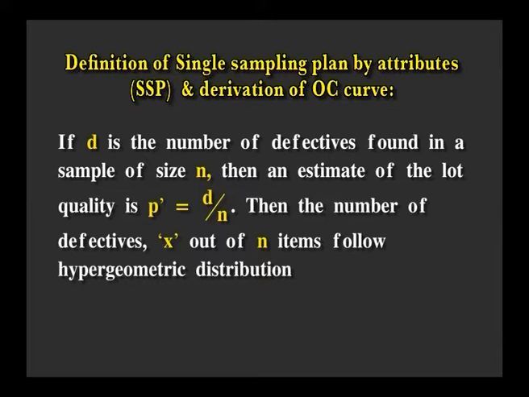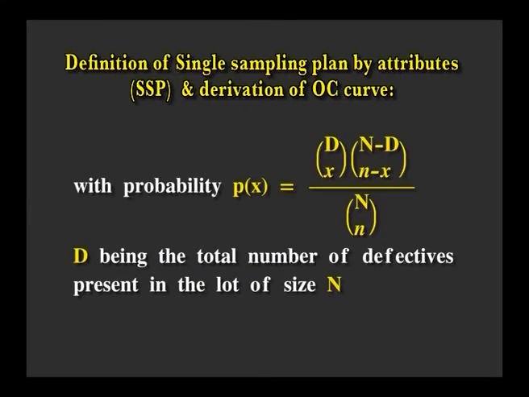Then the number of defectives x out of n items follows hypergeometric distribution with the probability function given by P(x) = DCx * (N-D)C(n-x) / NCn, where D is the total number of defectives present in the lot of size capital N.